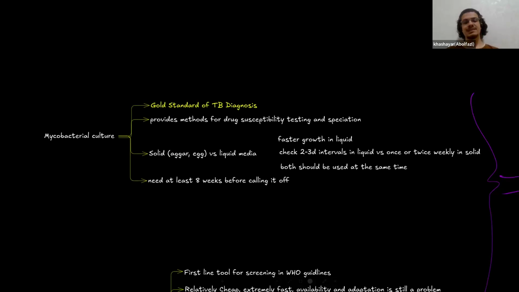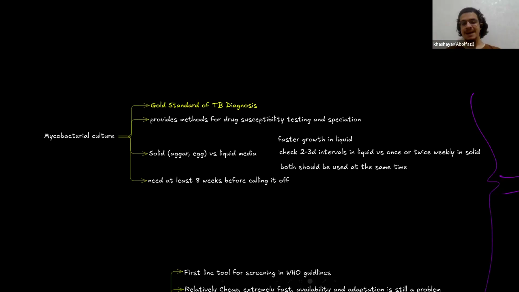Our gold standard for TB diagnostic testing is mycobacterial culture. There are 2 main cultures used for this case, solid culture versus liquid media. This provides methods for drug susceptibility testing and speciation, which is important in differentiating between TB and non-TB infections.